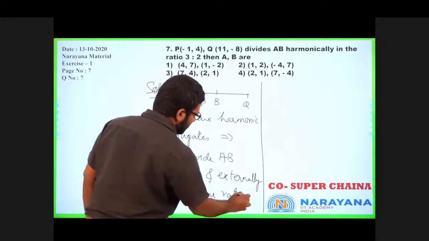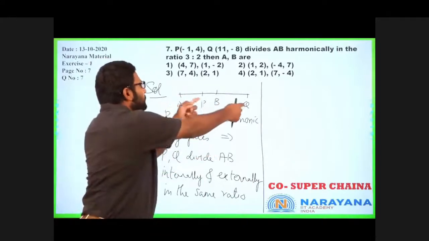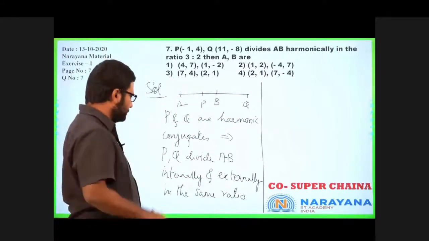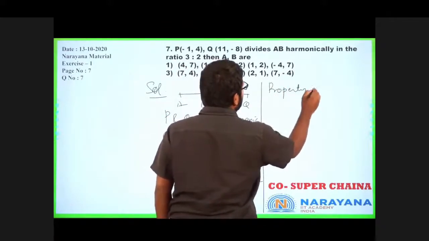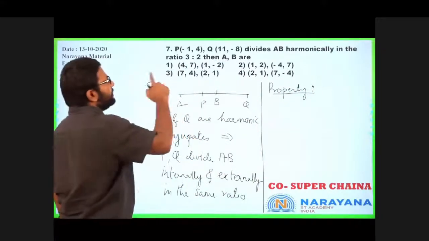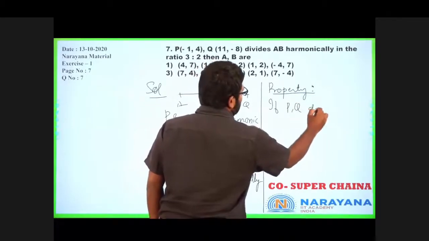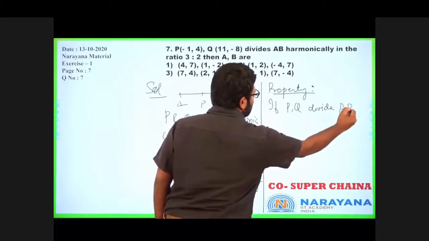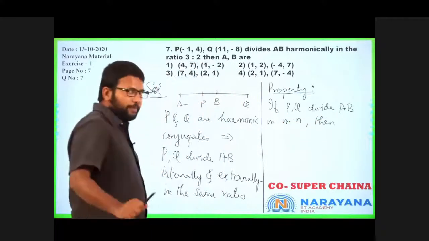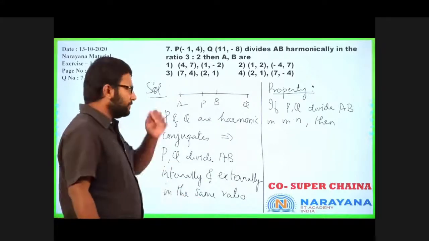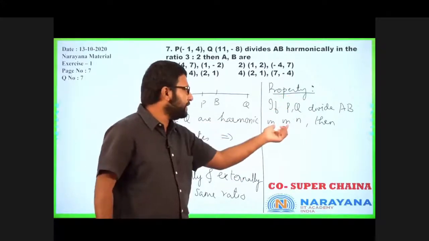Alright, that is why we are calling them harmonic conjugates, that this ratio AP is to PB will be the same ratio AQ is to BQ. Then there is a property of harmonic conjugates. Okay, what is that property? If P, Q divide AB in M is to N ratio, then there is a long geometric proof for it. In fact, if you want, you can try and prove it on your own.